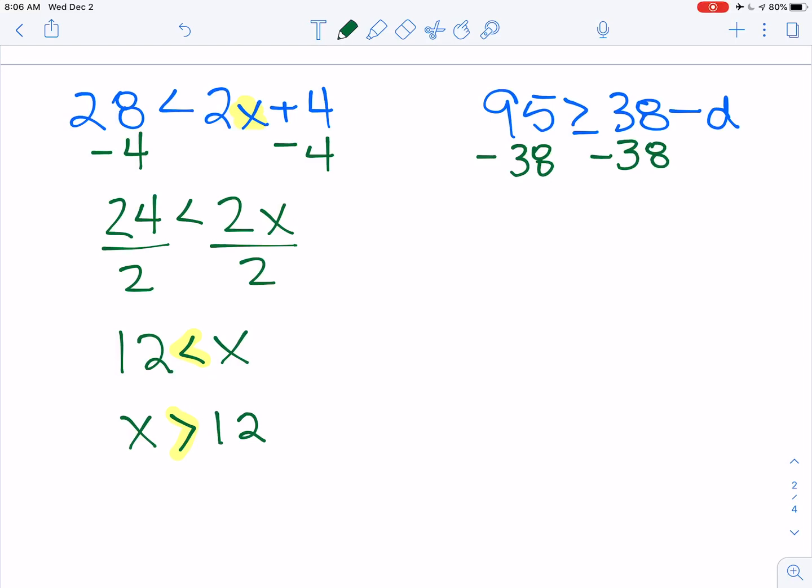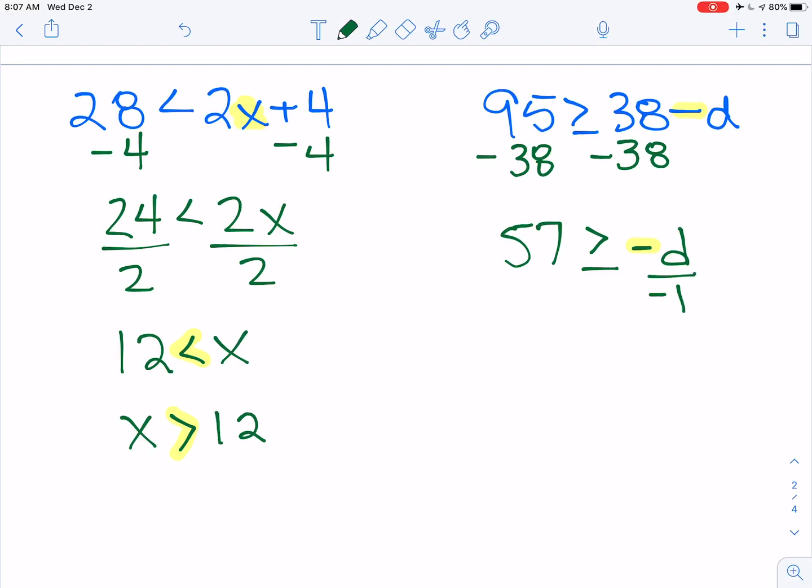So let's see here, if I take 95 minus 38, that is going to give me 57. So 57 is greater than or equal to negative d. Don't lose this negative right here. This minus sign has to stay with that variable d. So now I've got to get rid of that negative sign. That's like a negative 1 being multiplied to d.